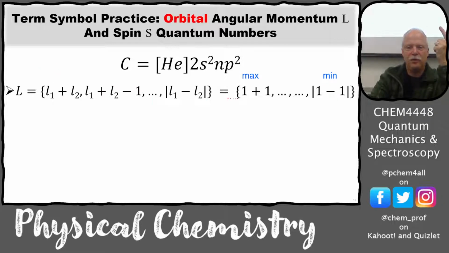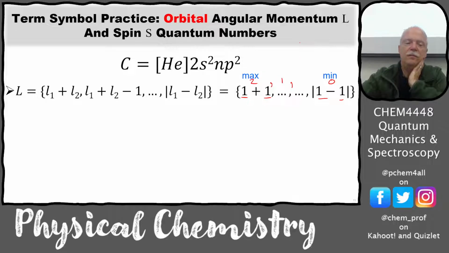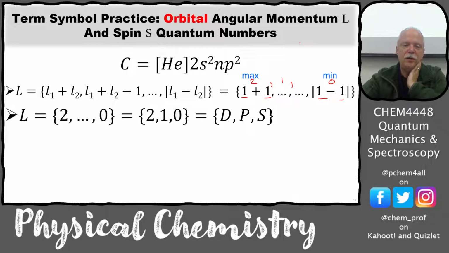So this is going to be 1 plus 1, and that's the max value. 1 minus 1 is the min value. So this is going to go from 2 down to 0. How do I fill out this table from 2 down to 0? Well, I subtract 1 for the next one. So 2 minus 1 is 1, and then 1 minus 1 is 0. So I'm going to have 3 L values. The max is 2, the min is 0: 2, 1, 0, and that's D, P, S. So I go S, P, D, I get up to 2, I know it's a D, then P, and S. Those are the three orbitals.